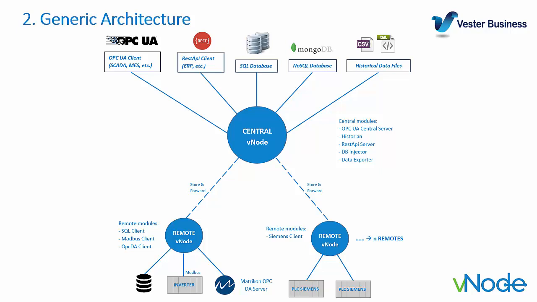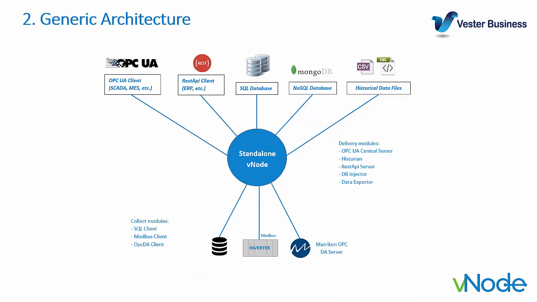This central vNode is sending the data to the final destination. That could be a database, a NoSQL database, a file, any historian, any SCADA, the cloud, a REST API client, or any other application that needs the data from all these devices.